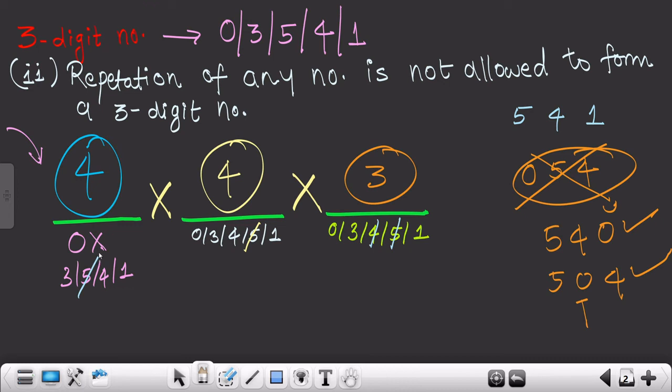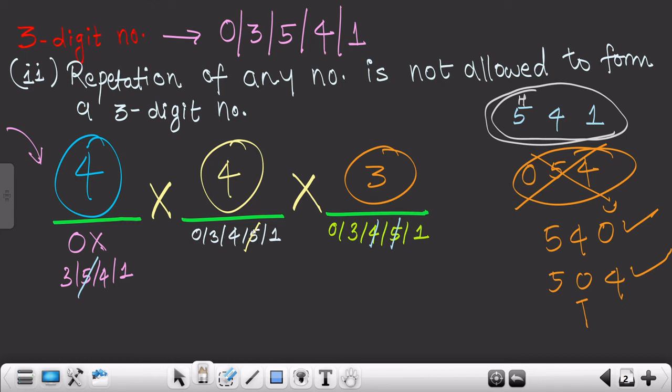Okay, and then what? If you move further, let's suppose you put 5 in the hundreds place. Basically we are working on this particular number. Let's suppose you put 5 in the hundreds place. So in the hundreds place you have 5 as the number, right?